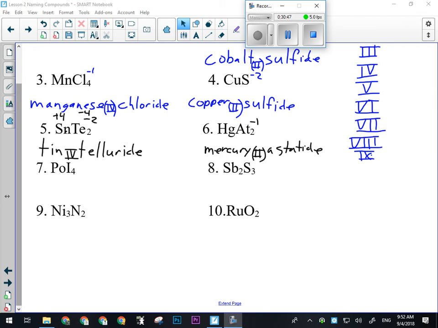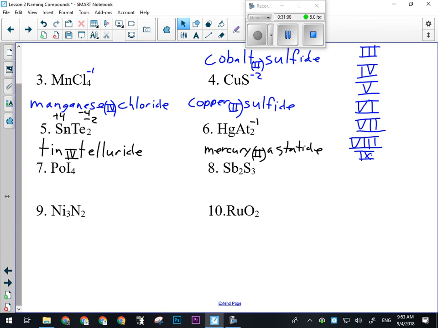More often than not, people forget the Roman numerals. Very rarely do people over apply that rule. More often than not, they forget to put them in. So always make sure to check: does this metal have more than one possible charge? If it does, then I've got to put in the Roman numeral. Everybody with me there? All right. So let's have a look at these here.